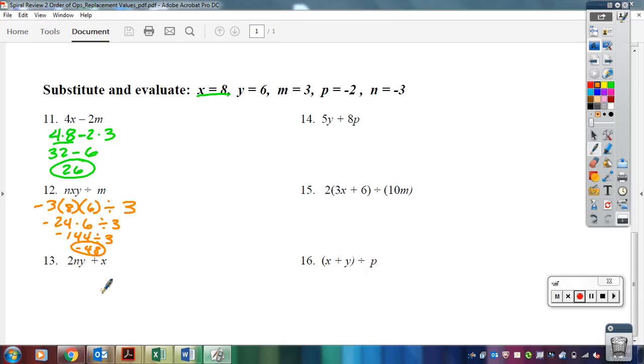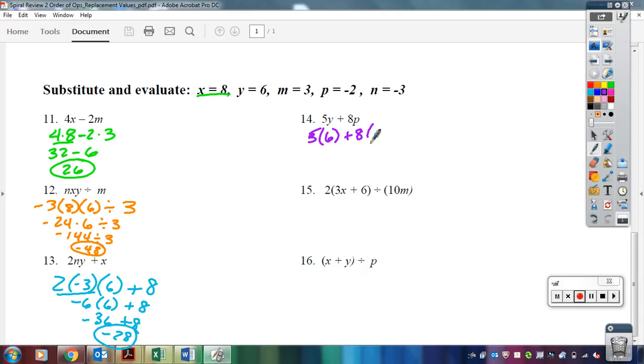Down here, 2ny, different color, 2ny, 2 times n, which is negative 3, times y, which is 6, plus x, which is 8. This is negative 6 times 6 plus 8, negative 36 plus 8. They fight, the negatives win by 28, negative 28. This is where you guys know how to work with integers in order to do a lot of this stuff correctly. 5 times y, which is 6, plus 8 times 2, which is negative 2. This is 30 plus negative 16. The positives win by 14.